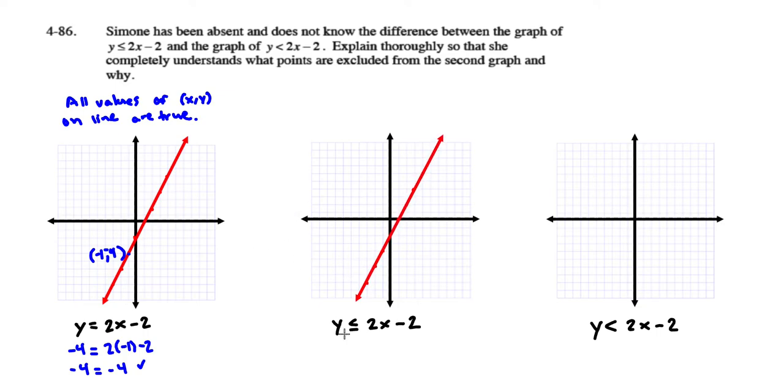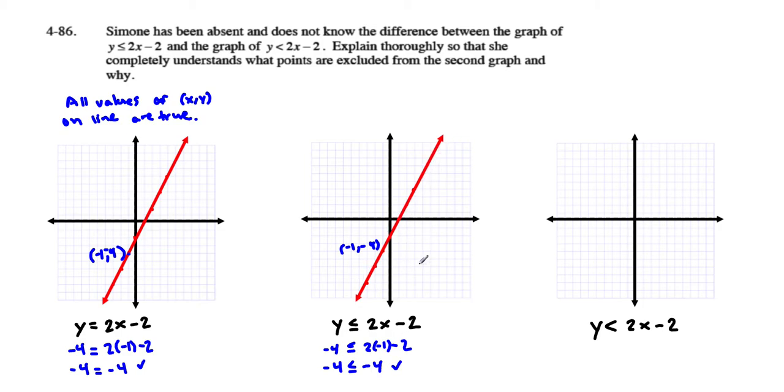Now, what this means is we're saying all the output values, or y values, have to be less than or equal to 2x minus 2. And if we put in our point -1, -4 here, it would still work. We're going to end up with -4 is less than or equal to -4, which is true. So that is a solution to this one.